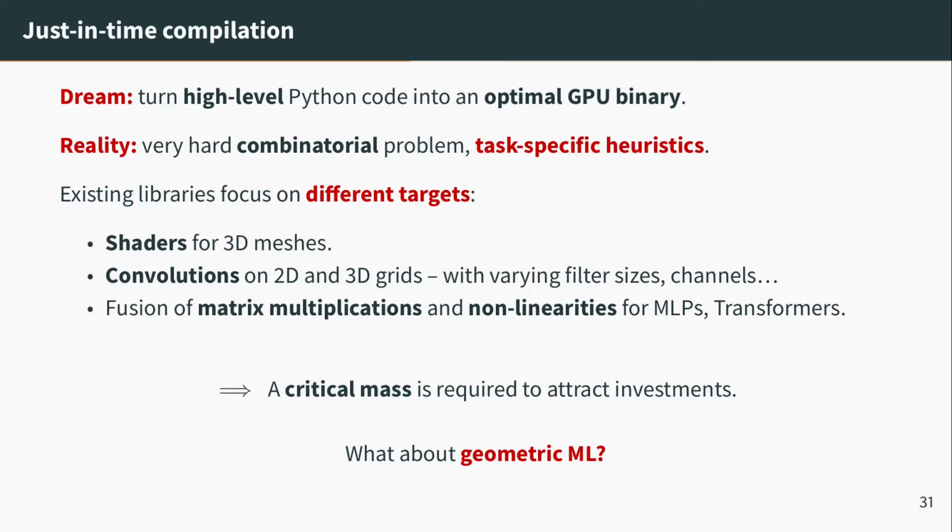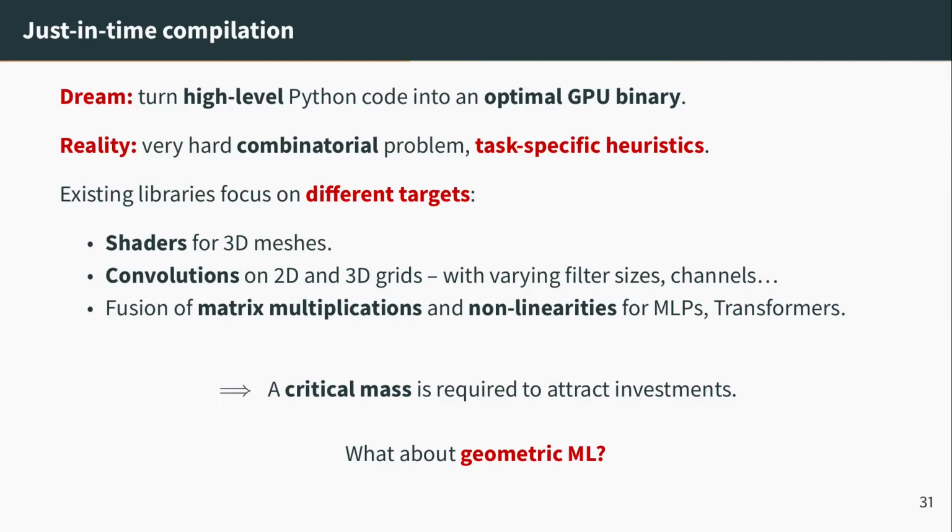Okay, it's a hardcore combinatorial problem with strange constraints that come from the hardware, from design choices. So in practice, if you want to be optimal at a given task, you have to specialize. So all those compilers need to rely on task-specific heuristics to be really competitive in their given niche. So you have many libraries that promise just-in-time compilation of scientific code, but if you really test them out, you realize that they focus on different targets.